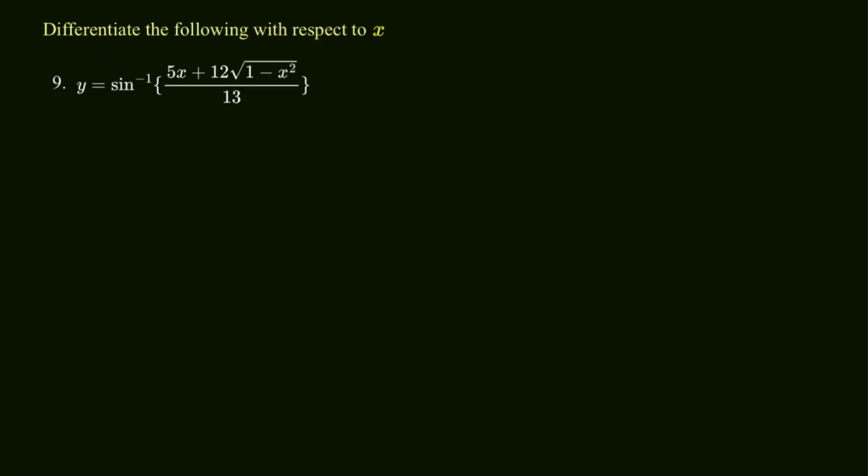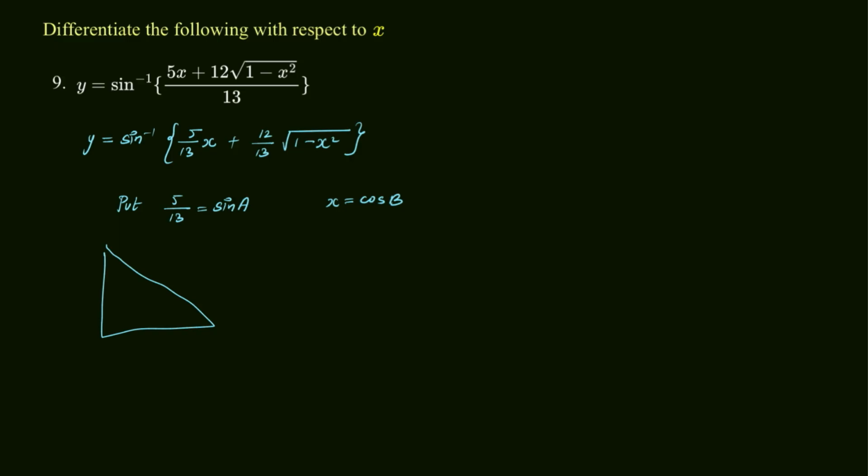Question number 9. y equals sine inverse of, let us distribute the fraction, then we will have 5 by 13 into x plus 12 by 13 into square root of 1 minus x square. So here we will put this 5 by 13 as sine A and this x as cos B. Now using a right angle triangle, we'll try to find the value of cos A.